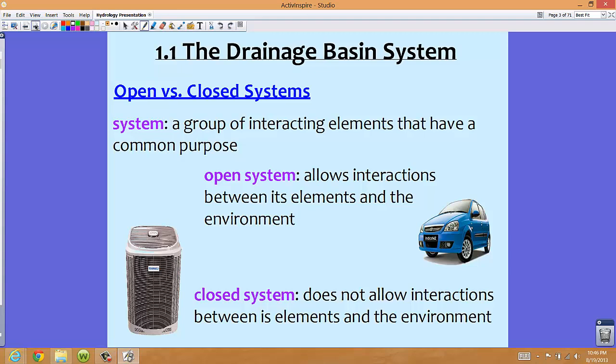So an example of a closed system would be an air conditioner. And an example of an open system would be a car. In the case of the car, you have air flowing through your air filters. You have things coming into the system from the outside, whereas an air conditioner runs specifically on its own. It does not allow any sort of energy coming from the outside.